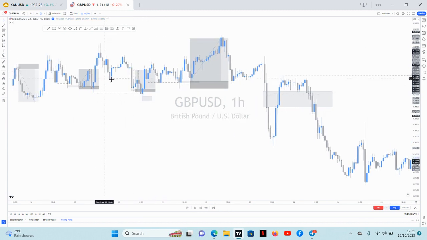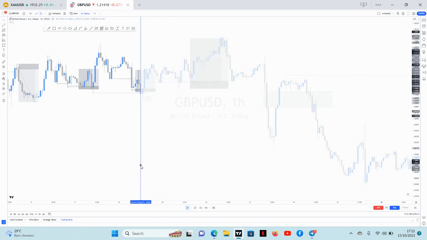Same thing happened here. This was actually the liquidity I was looking at. Price, let me cut it out right here. Let me cut it out. Okay, let me put it here. Yes, here.